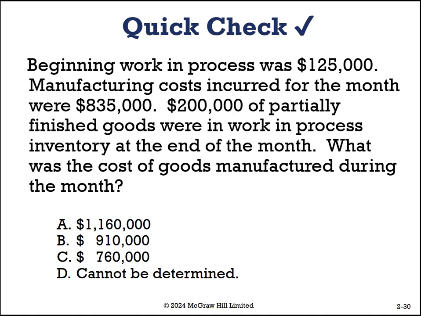Okay, next question, number 3. Beginning work in process was $125,000. Manufacturing costs incurred for the month were $835,000. $200,000 of partially finished goods were in work in process inventory at the end of the month. What were the total cost of goods manufactured during the month? Friendly reminder, pause the video, give it a try, and then I'll come and talk to you in just a moment.